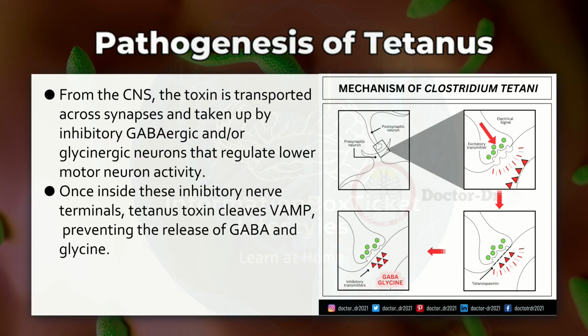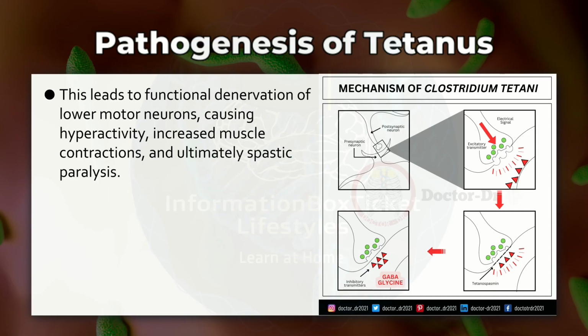Once inside these inhibitory nerve terminals, tetanus toxin cleaves vesicle-associated membrane protein, preventing the release of gamma-aminobutyric acid and glycine. This leads to functional denervation of lower motor neurons, causing hyperactivity, increased muscle contractions, and ultimately spastic paralysis.